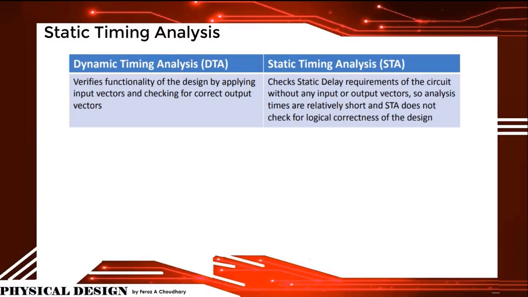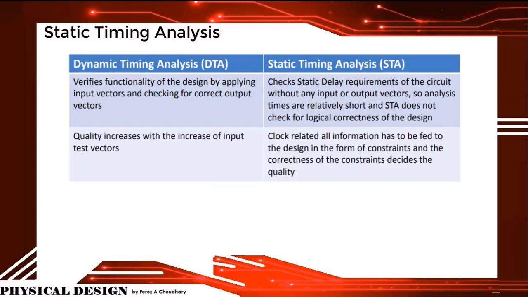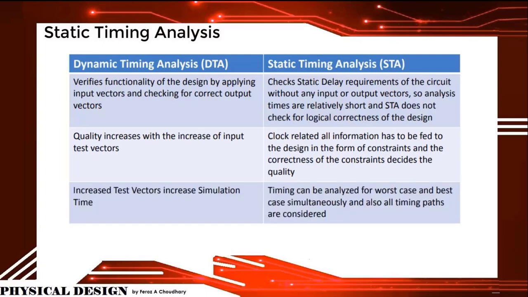Analysis times are relatively short, and STA does not check for logical correctness of the design. Quality increases with the increase of input test vectors, whereas in static, all clock related information has to be fed to the design in the form of constraints, and the correctness of the constraints decides the quality. In DTA, increased test vectors increase simulation time, whereas in static, timing can be analyzed for the worst case and the best case simultaneously, and all timing paths are considered.